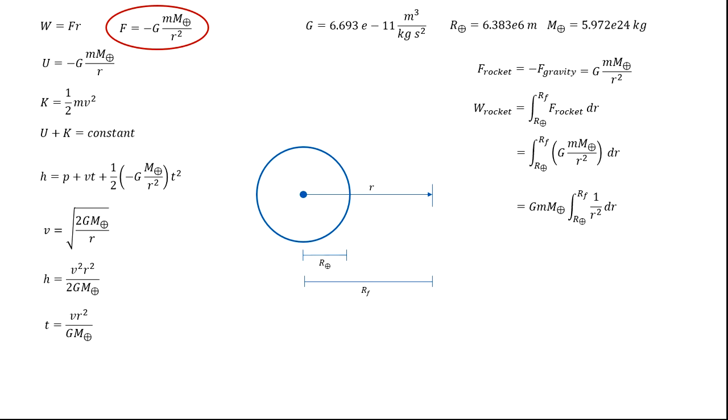We're left with the integral from the surface of the Earth to the far out point, r sub f, of 1 over r squared dr. Recall that to turn an integral into a formula, we need to determine the antiderivative of the function, 1 over r squared in this case. In part 28, we went over some elementary calculus. We showed that the derivative of x squared is 2x. In general, the derivative of x to the n is n times x to the n minus 1.